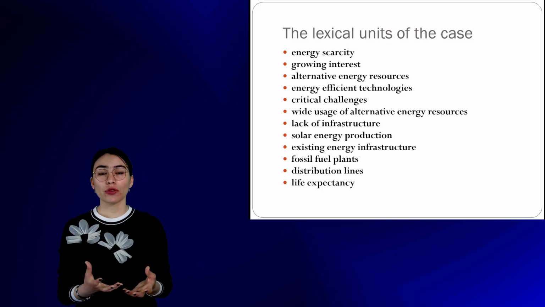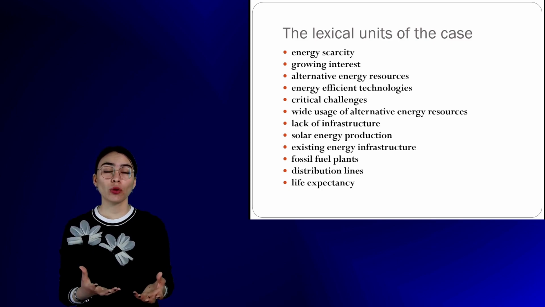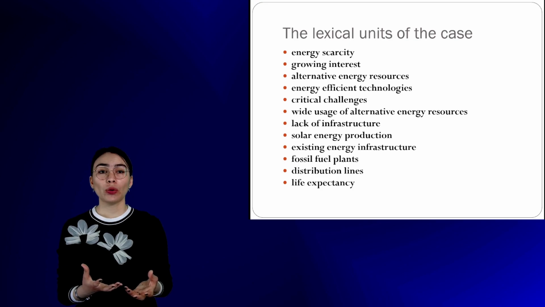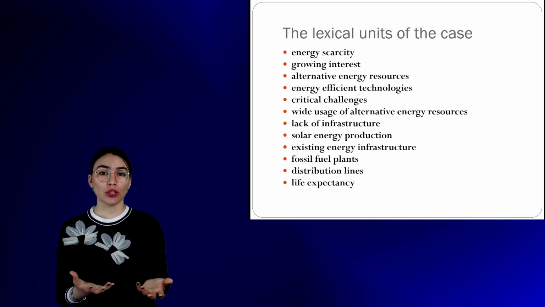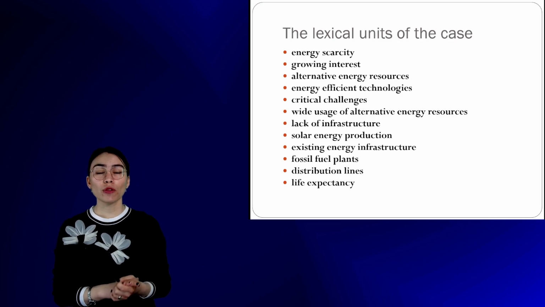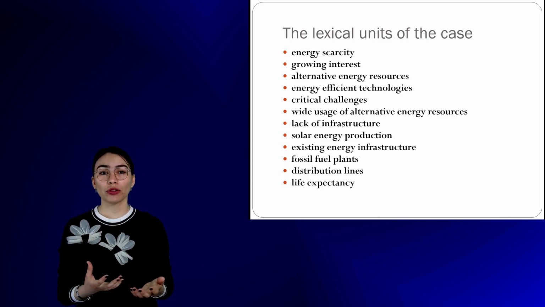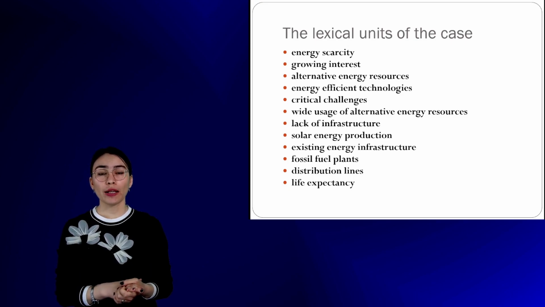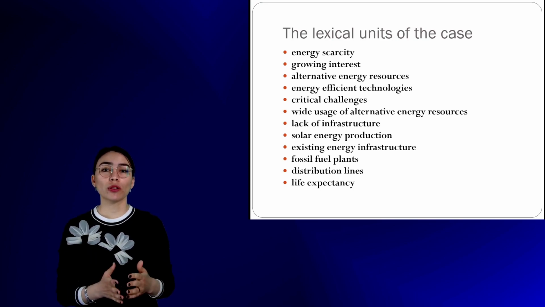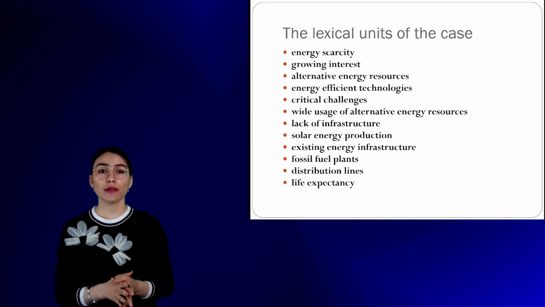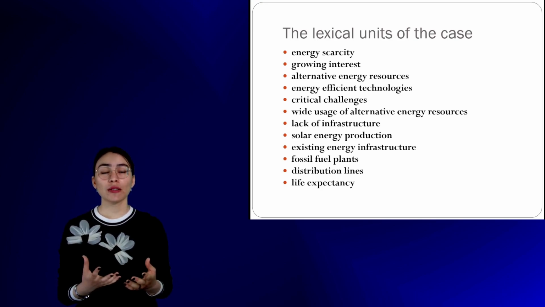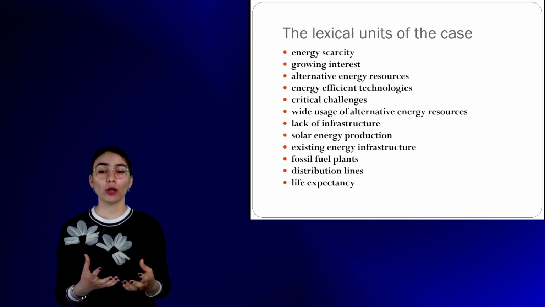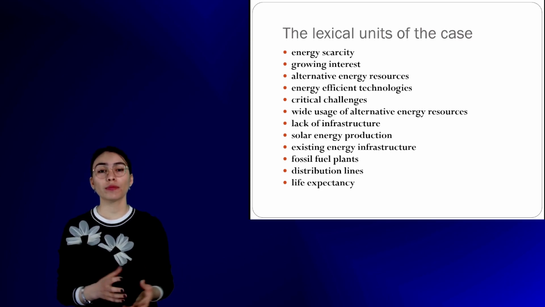Existing energy infrastructure. Existing means present, or now it exists. So it can be a present day energy infrastructure. Fossil fuel plants are the plants or factories that can work on fossil fuel. Distribution lines. Distribution means there are different lines, where one source comes and distributes into different lines. Life expectancy is the average number of years that a single person lives.